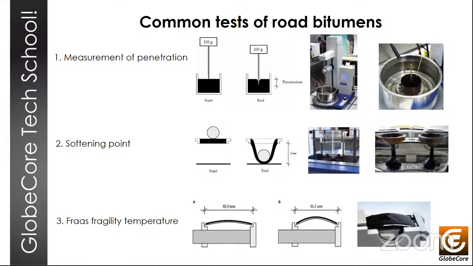On this slide, you can see the primary or basic common tests that are performed for road bitumen. It's penetration, softening point, and frost brittle point. In terms of physical and chemical parameters, bitumen must comply with the requirements and norms that are specified in the standards. Next slide, please.